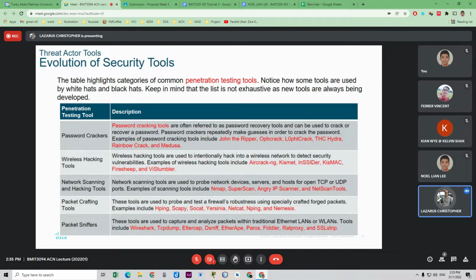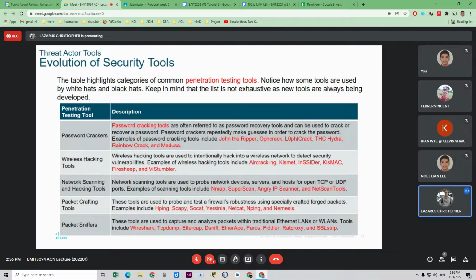So these are just a few here, and the second slide after this is password crackers. Basically, these tools use either very brute force or very clever ways to extract the password, right? Some examples are John the Ripper, Opcrack, Lobcrack, Hydra, Rainbow Crack, and Medusa. The names sometimes reflect what technique they use, sometimes they don't, right?